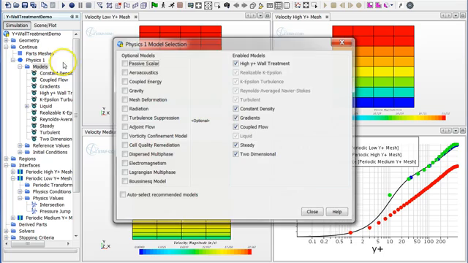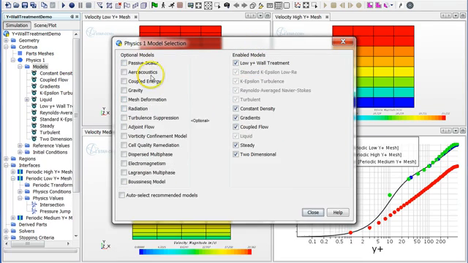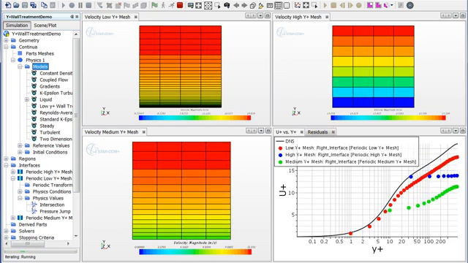When we choose the standard K-epsilon low Reynolds number turbulence model in combination with a low Y plus wall treatment, we can see that the medium and the high Y plus mesh are not suitable for this model, as the cell sizes are too coarse. We clearly obtain a wrong velocity profile in the boundary layer.